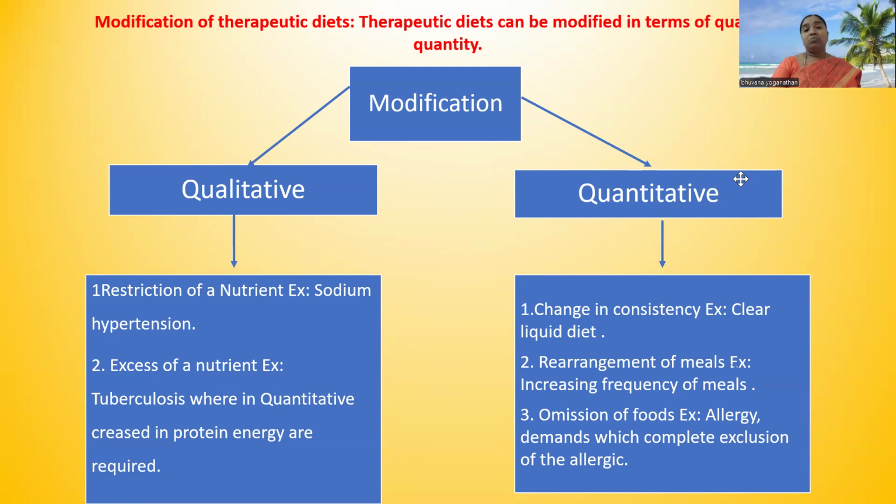Coming to the modification of consistency, for example, the consistency of a fluid diet may be liquid, full fluid, or normal diet. Rearrangement of meals, for example, increasing the frequency of meals, depending upon the condition of the patient's disease. Omission of food, that is, in cases of allergy, the demand of complete exclusion of an allergic food may cause easy recovery from the disease condition.